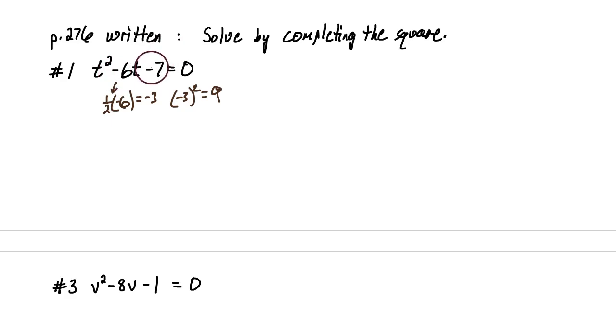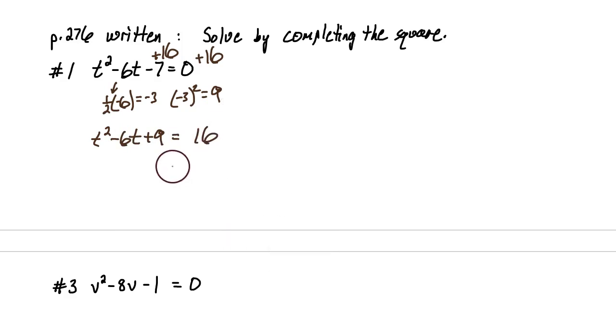So how do we make -7 turn into +9? We would need to add 16, because -7 plus 16 is 9. If we add 16 to one side of the equation, we have to add 16 to the other side to compensate. Now we could rewrite our trinomial as t squared minus 6t plus 9 is equal to 16.